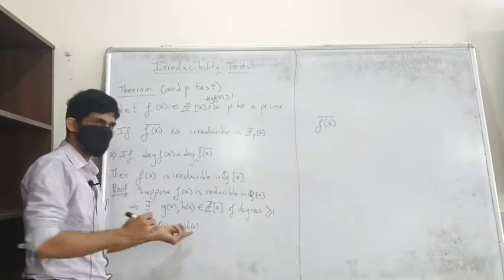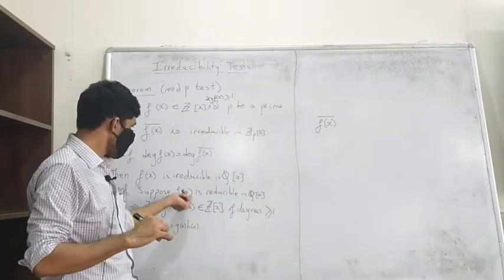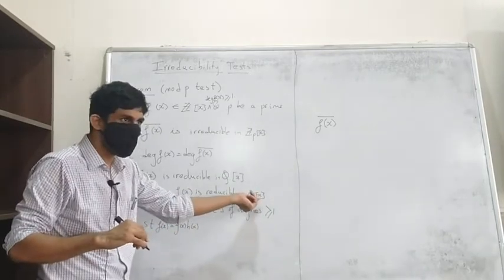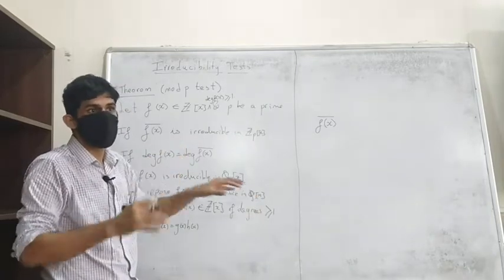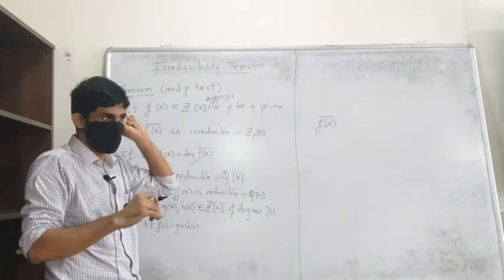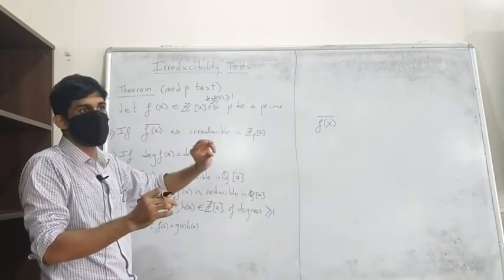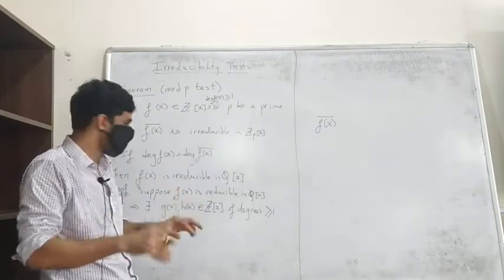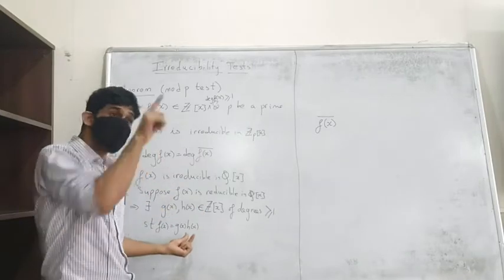Let me try to tell you exactly what I have done here. Since it's reducible over Q, you can write it as a product of some g1 and h1 in Q, right? Then you do that manipulation, how we have done in the proof of the Gauss lemma, that is, multiply by the LCM of the denominators and do all of that, and you will get two polynomials of the same degree.